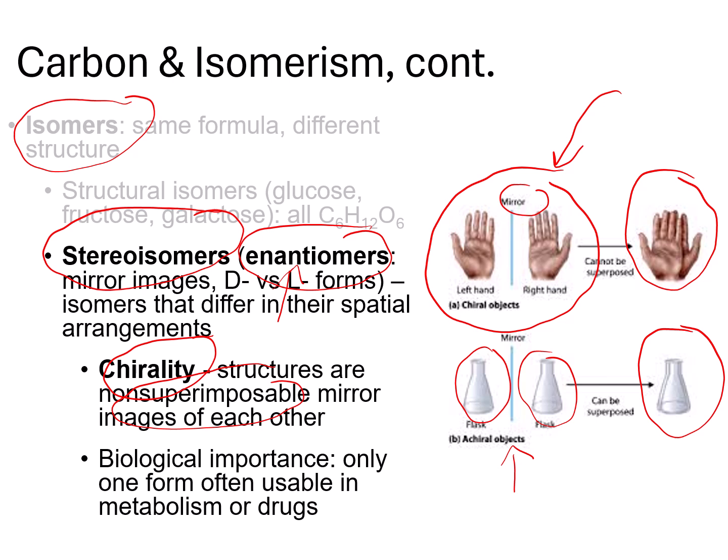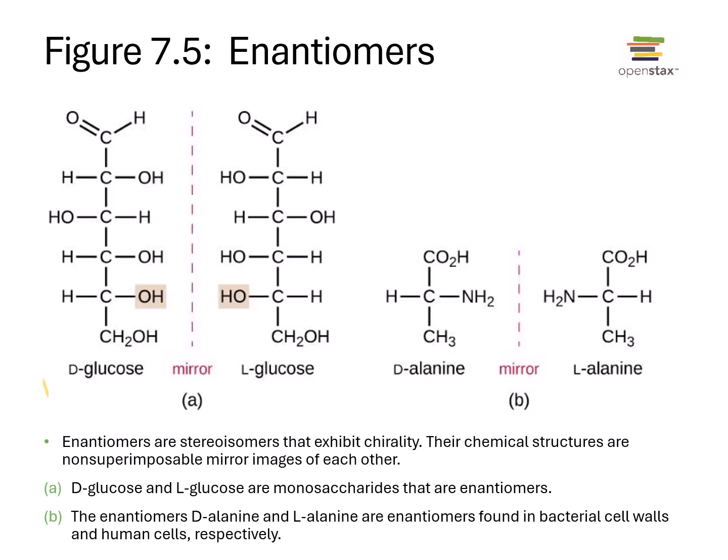Since enantiomers are chiral, or non-superimposable, usually only one enantiomer, so one version, often fits into enzymes or receptors. And this is why chirality is so important in biology and medicine. Our book provides a few examples of enantiomers, these non-superimposable mirror images. One is the sugar glucose, and here we have an amino acid, alanine.